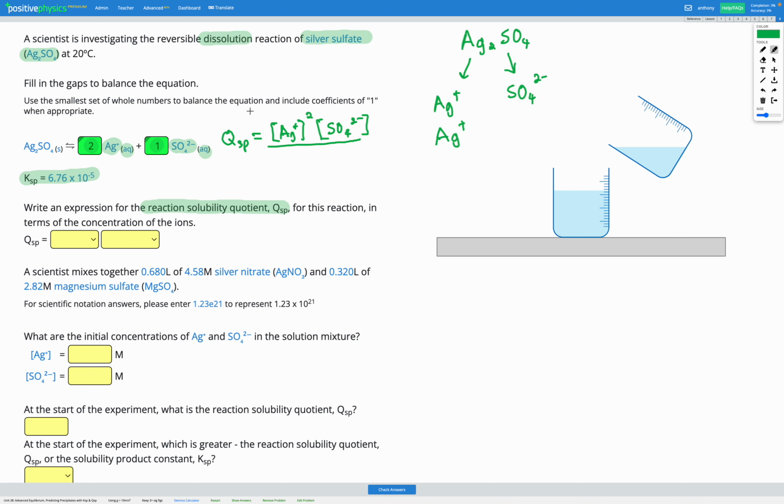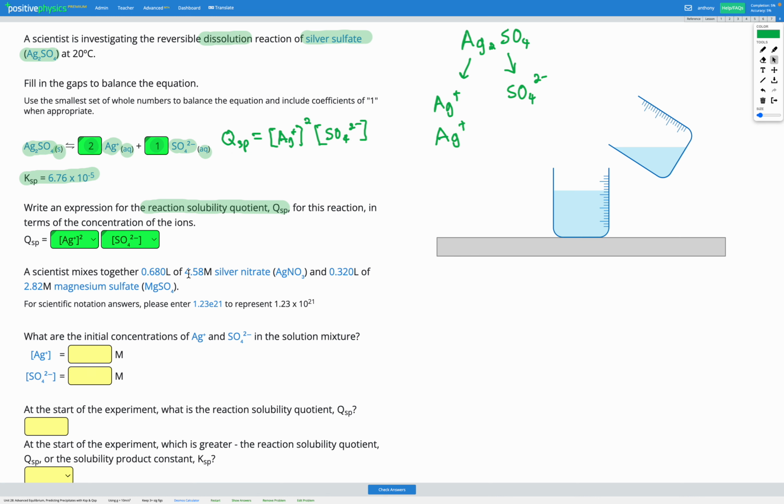On the bottom of our fraction, we've got Ag2SO4, our reactant, but it's a solid. Solids are not included in our equilibrium constant or reaction quotient equations. So we don't have anything on the bottom. That's just going to be 1. And dividing by 1 is the same as just the thing itself. So there's our expression for QSP. We've got Ag plus squared and SO4 2 minus. Remember, Q and K have the same equation, but K only applies at equilibrium, whereas Q applies at any time.